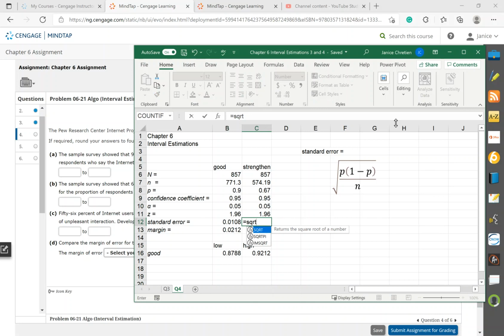So it's square root of P times 1 minus P. Should have this to memory by the time you're done with this chapter. Divided by N. And then to get my margin of error, I take my standard error times my Z. And now down here, strengthen, my low will be equals my P minus my margin of error, and my high will equal my P plus my margin of error.